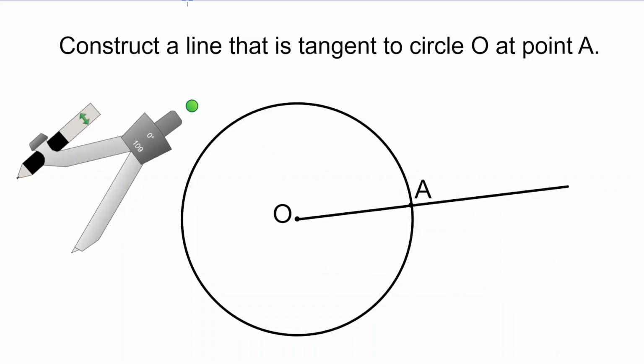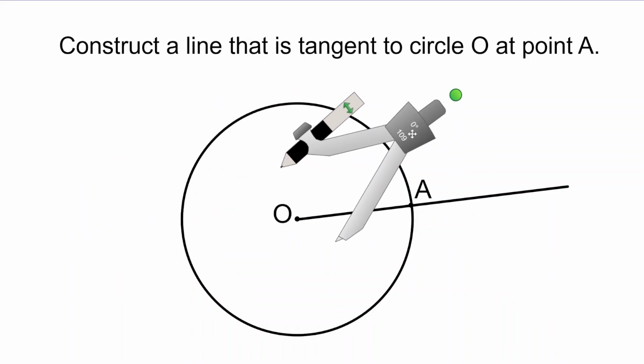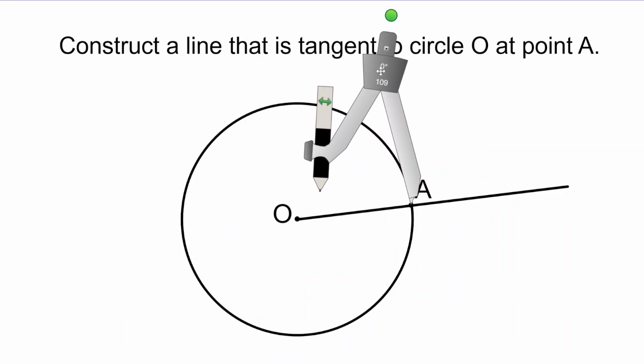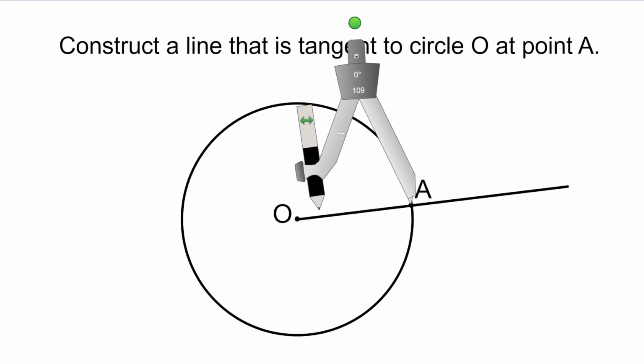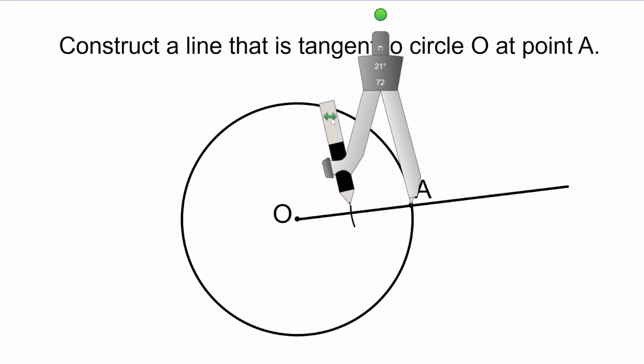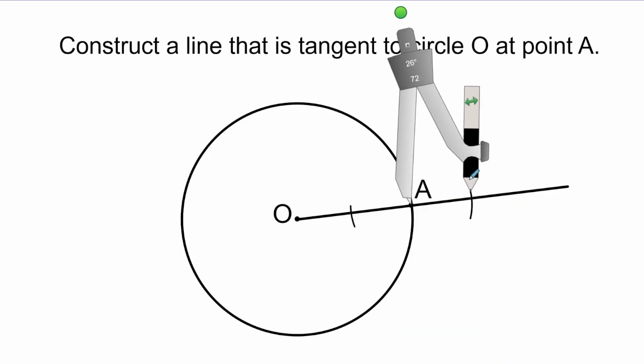Now what I'm going to do next is move the compass over to point A. From here, we swing an arc on either side of point A so that it hits this line segment at two locations. So I'm going to extend it like this, and I'll swing an arc once and then a second time like this on the other side.